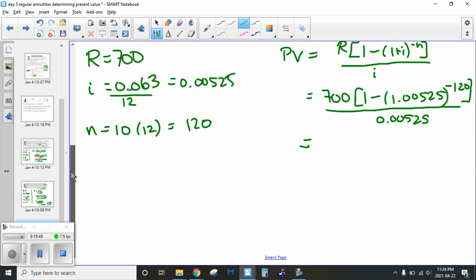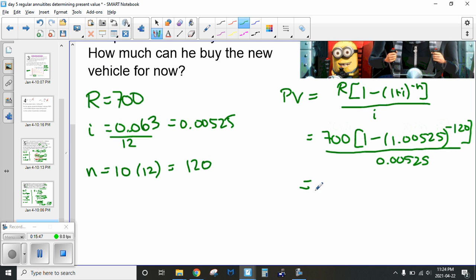Sorry, just shifting my slide around there to make it bigger. Okay, so this is one of those ones where I like to do the non-square bracket stuff first. 700 divided by 0.00525. That's 133,333 and a third. So I'll keep the 0.3.